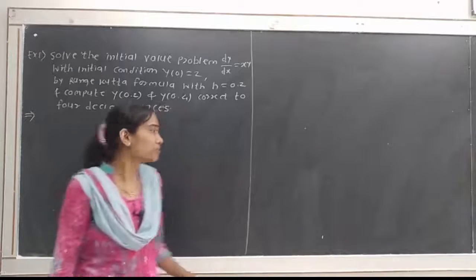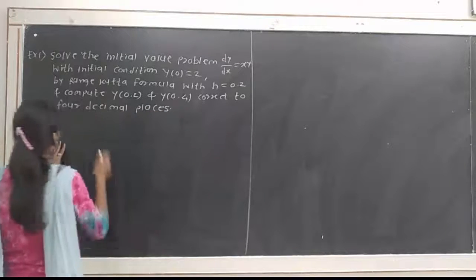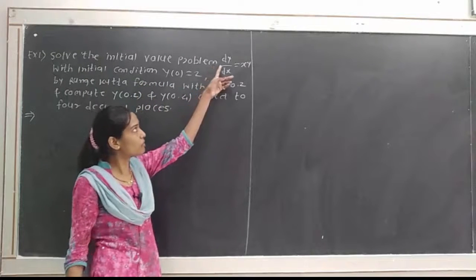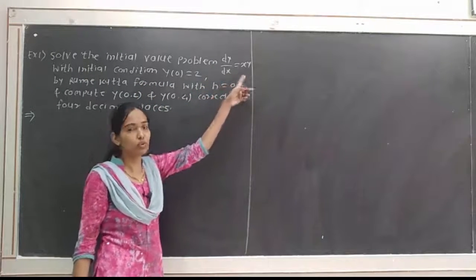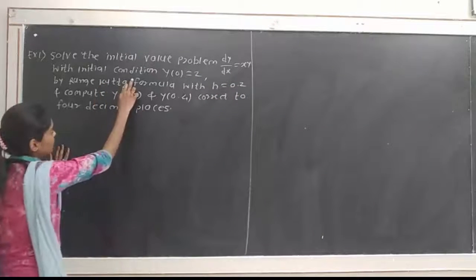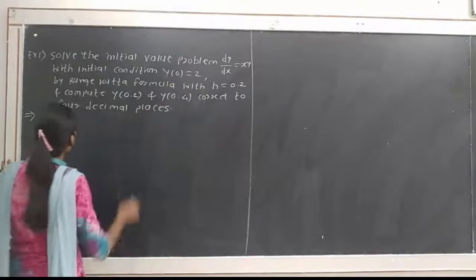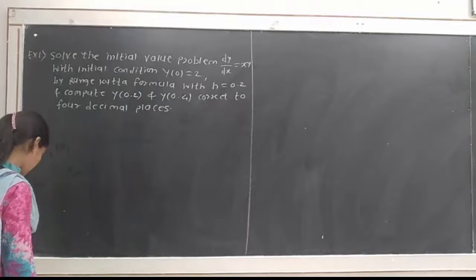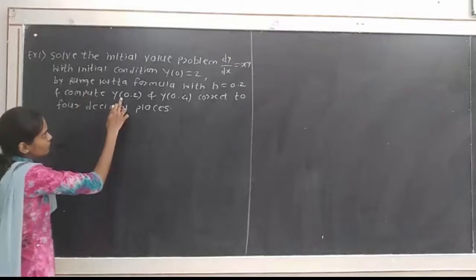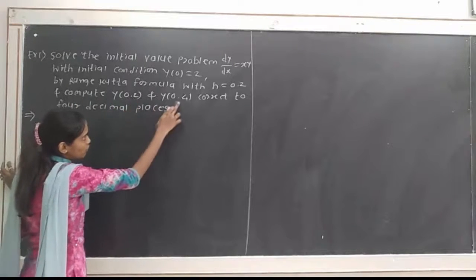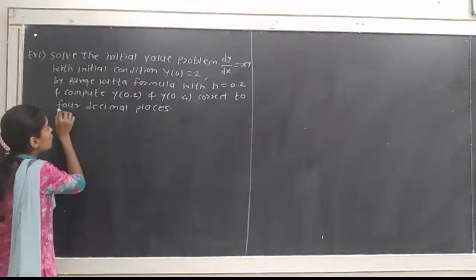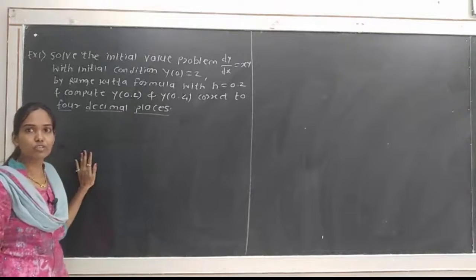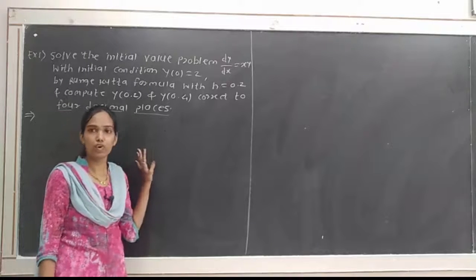Here the example is: solve the initial value problem dy by dx is equal to x into y, with the initial condition y of 0 is equal to 2, by the Runge-Kutta formula with h equal to 0.2. We have to compute y of 0.2 and y of 0.4 correct up to 4 decimal places, that is, we consider the approximate value up to 4 decimal places.